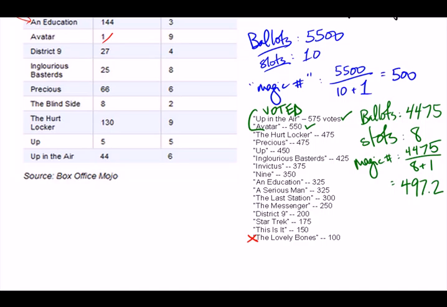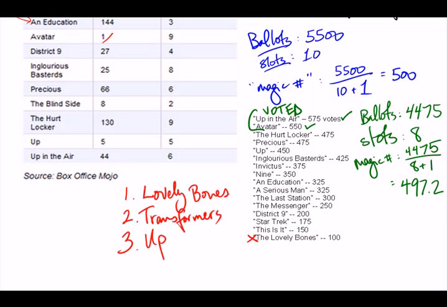So let's just say number 1 for you is The Lovely Bones. Okay, that's out now. Let's just say this person picked Transformers as number 2. Well, that's not even on the list, so that's going to get thrown out. So this is for a single ballot. Now their vote is going to be added to the Up pile.